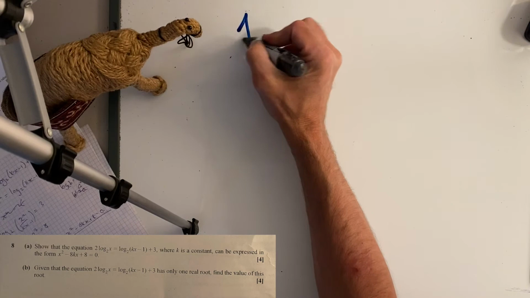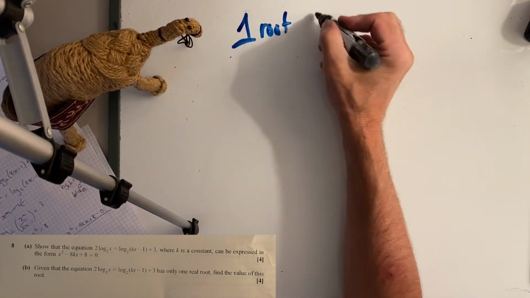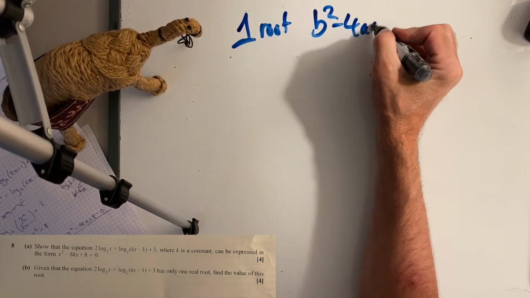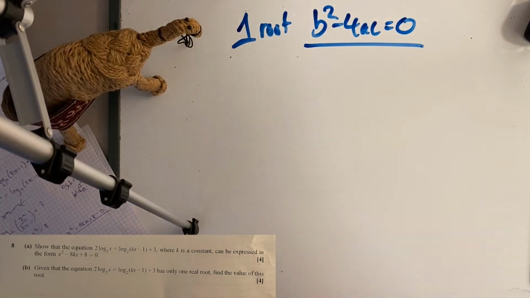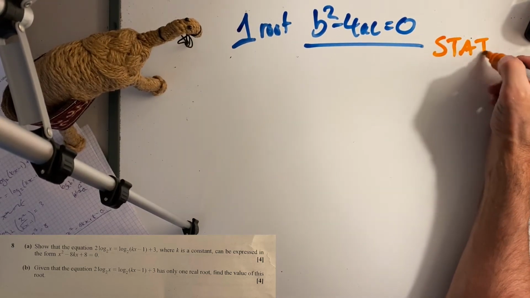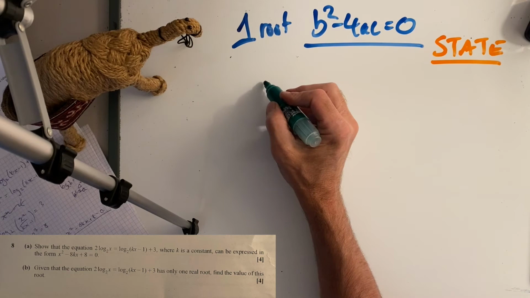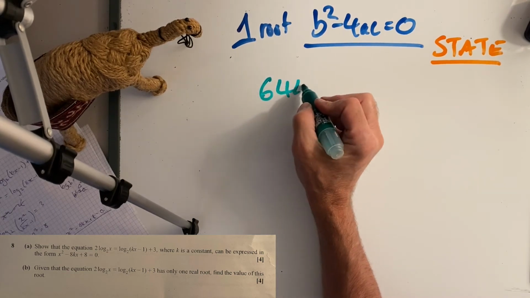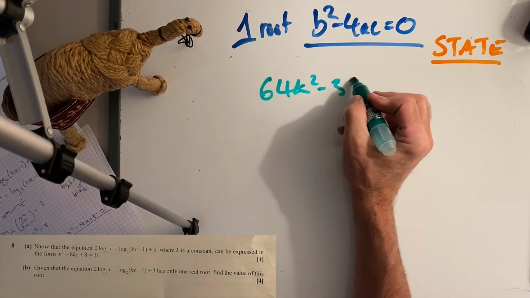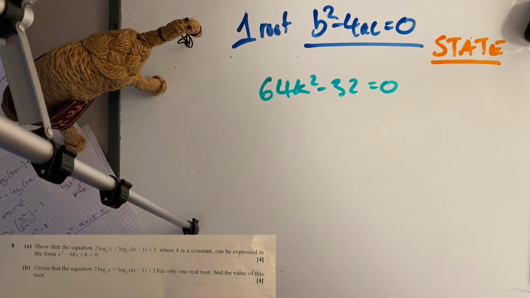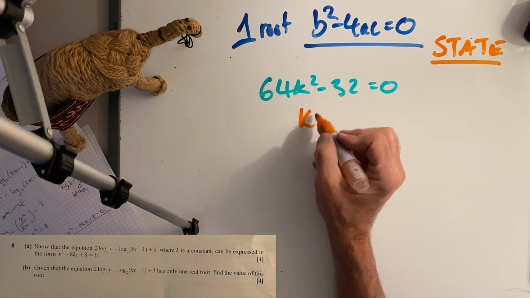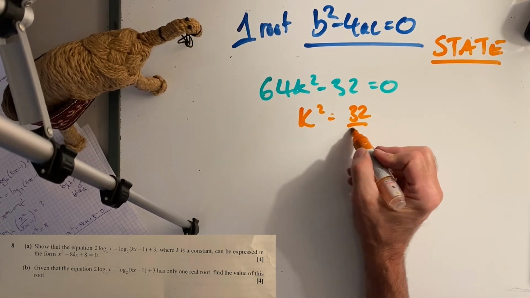Okay, part B. It says it has one real root, so you know that the discriminant b squared minus 4ac equals 0, and that's key, and you need to state this, because it will be an important statement. So do state this. Now if it's only got one root, we look at the expression in that form, x squared minus 8kx plus 8 equals 0. Take the b coefficient and square it, so it's 64k squared minus 32 equals 0.